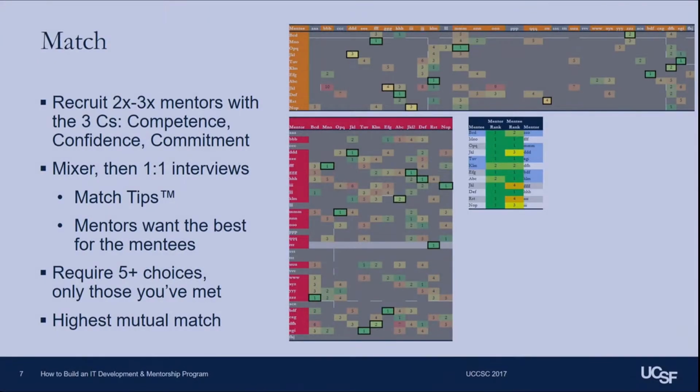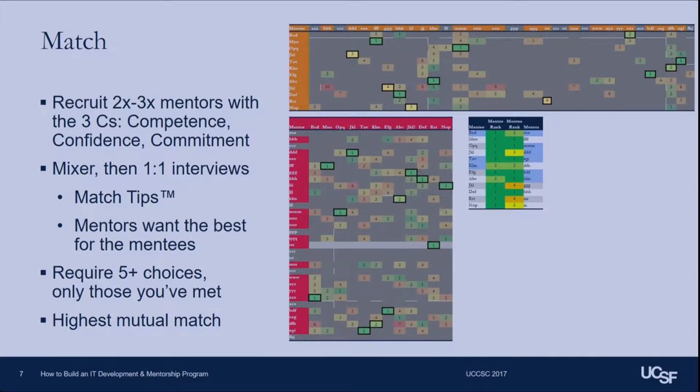Then we do a match. How many people here work at a health institution that does residency fellow matches? Okay, this is new to all of you. Our residency and fellow programs go through something called ERAS, the Electronic Residency Application System, and they do this. This is how they get matched with their programs. They rank the top 5 or 6 programs they want to apply to. The programs themselves rank the top 5 or 6 residents that they want, and it's the highest mutual match.